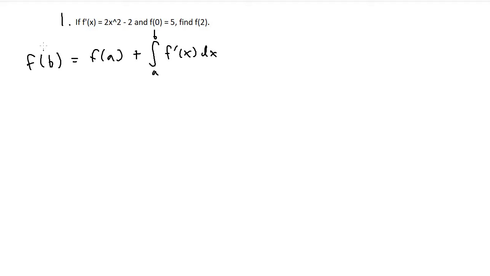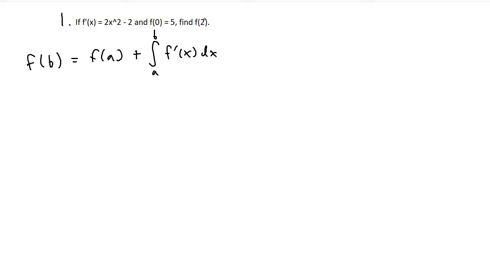Since f of b is the new value we're trying to find, and the problem is asking us to find f of 2, that will be our f of b. F of a is our given initial value, f of 0 equals 5. Our derivative f prime of x is 2x squared minus 2. And our a and b bounds, from which we are integrating, are just our x values. So we're going from 0 to 2.